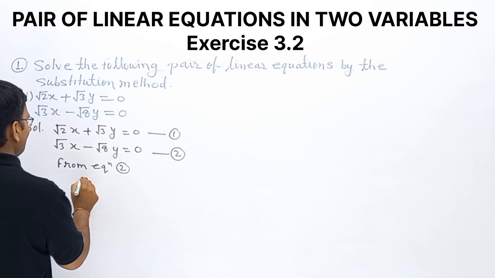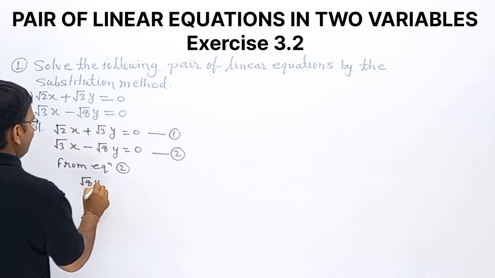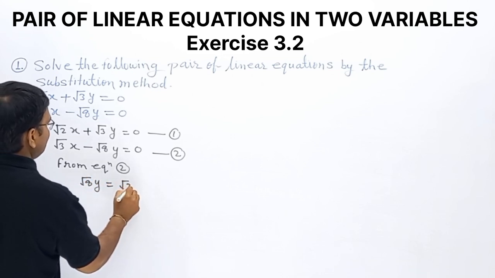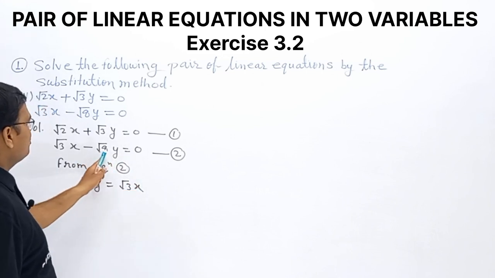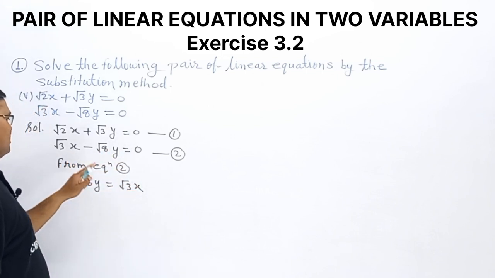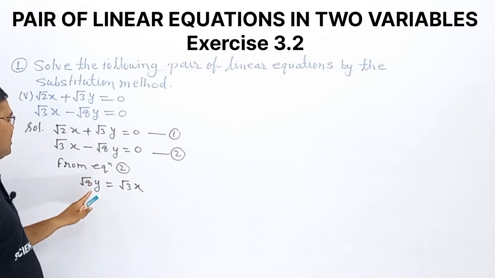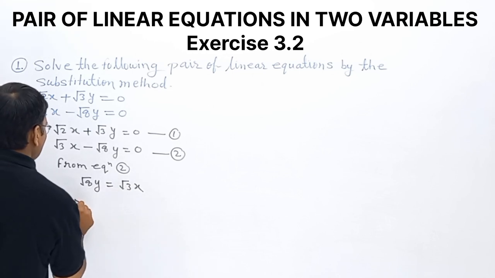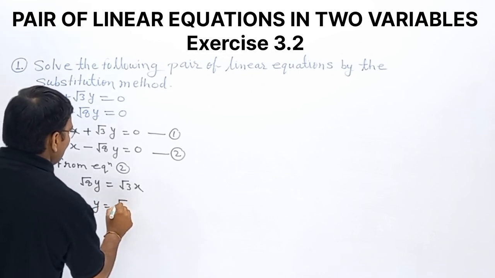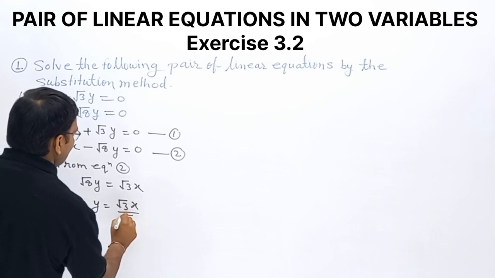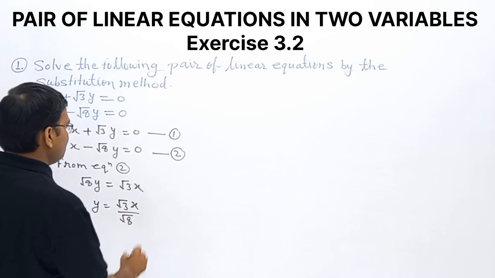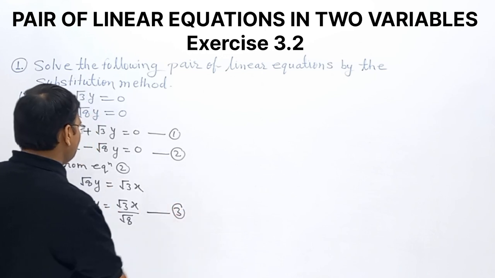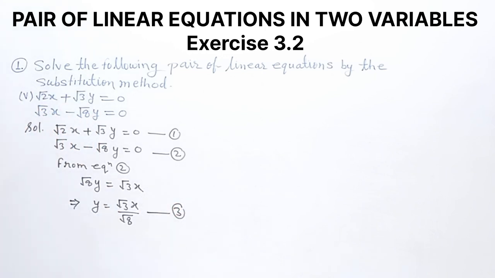Root 8y equal to root 3x. From this equation, once we transpose the term to the right and interchange left and right, we get root 8y equal to root 3x. From this, y will be root 3x divided by root 8. Clear? This is the value of y. I am calling this equation number 3.